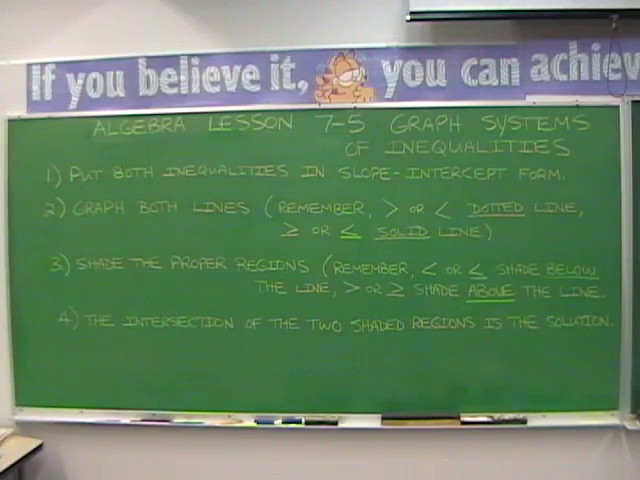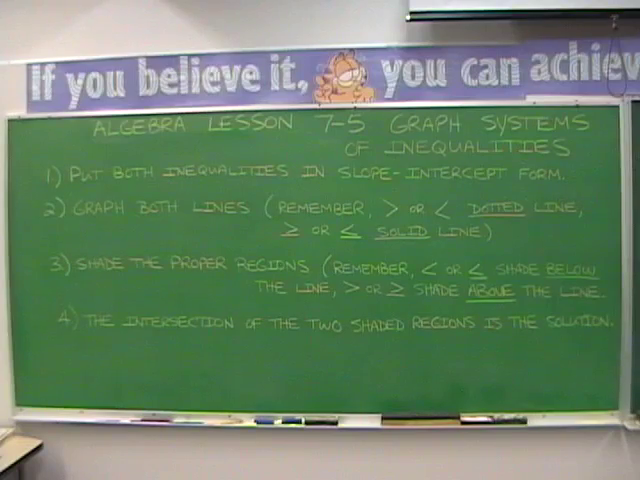So let's take a quick look at the notes. First of all, what we have to do in today's lesson is we have to make sure that both inequalities are in slope-intercept form. Now, you remember slope-intercept form is y equals mx plus b. But of course, instead of the equal sign, we're going to have one of the inequality signs in its place today. Now, after we have our slope-intercept form all taken care of, we graph both lines.